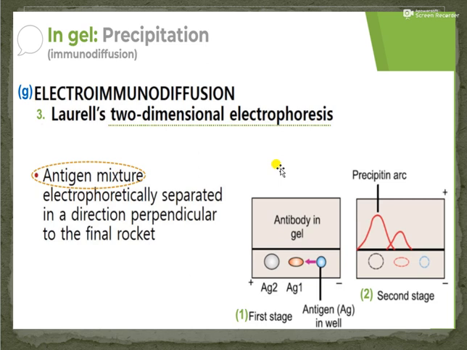This is Laurell's two-dimensional electrophoresis, where the antigen mixture is electrophoretically separated, and after that antibody is present within the gel, and you can form precipitin curves which are formed later on.